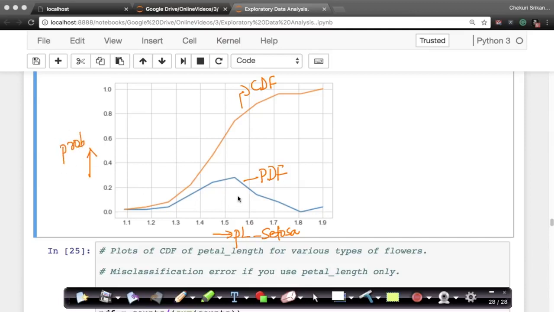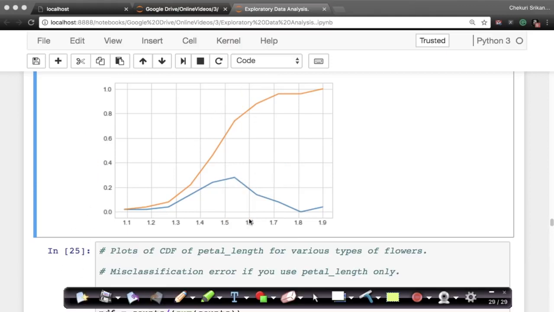Just to quickly recap, we know that PDF basically represents how many points. So for example, if you look here, about 20% of the points typically have their petal lengths between 1.5 and 1.6. So this height represents how many points there are in this range, typically. That's what your PDF is. CDF says a completely different story. Let's see what a CDF tells us.